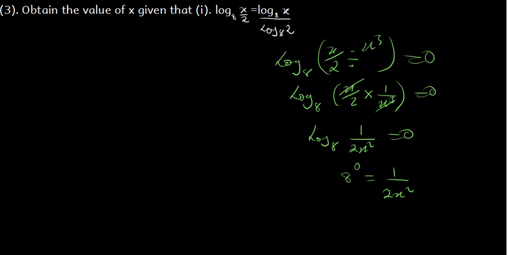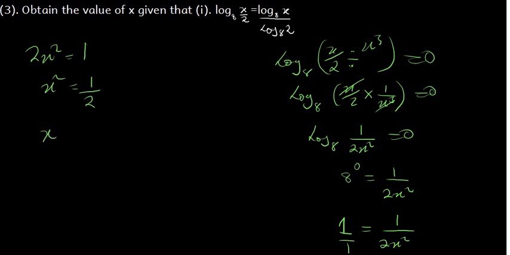And so 8 to the power 0 is a 1. So 1 is equal to 1 divided by 2x squared. Okay. So at this point we can cross multiply. So that is going to be 2x squared is equal to 1. Dividing by 2, x squared is going to be 1 over 2. To remain with x, we need to square root both sides.